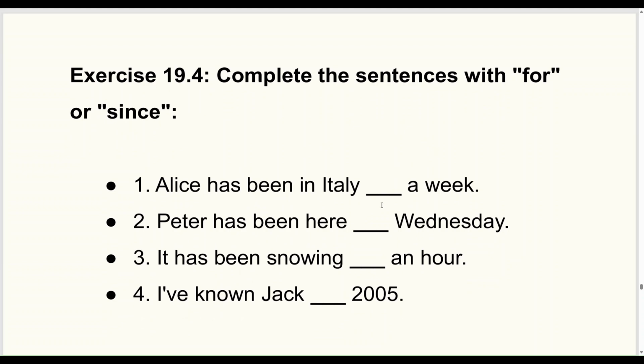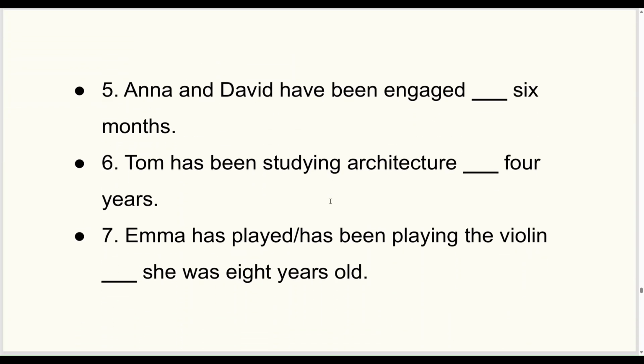Alice has been in Italy for a week. Peter has been here since Wednesday. It has been snowing for an hour. I've known Jack since 2005. Anna and David have been engaged for 6 months. Tom has been studying architecture for 4 years. Emma has played the violin since she was 8 years old. So she was 8 years old. This is a point of time, so we use since.